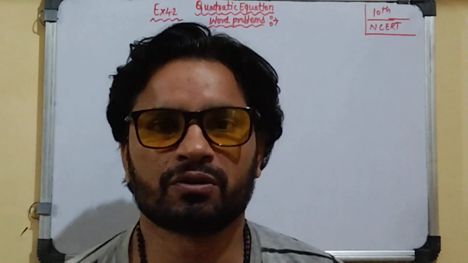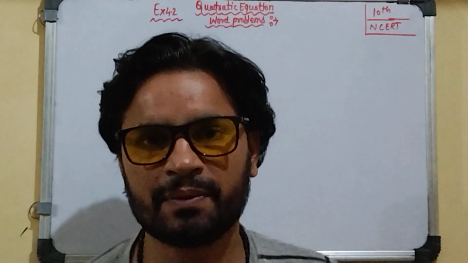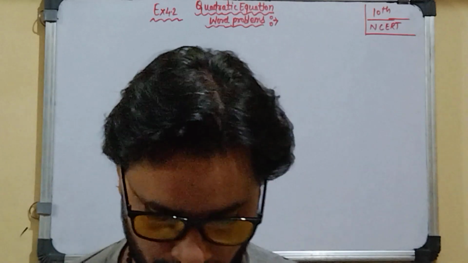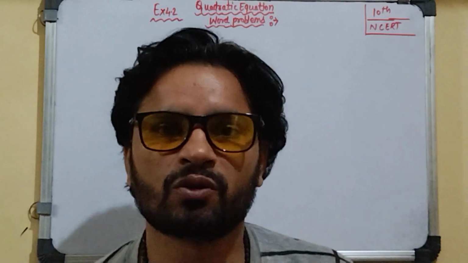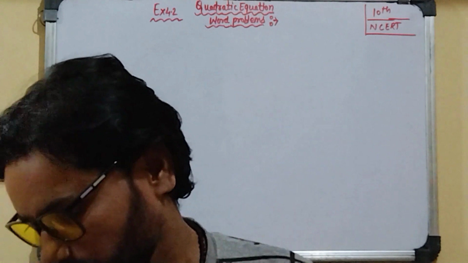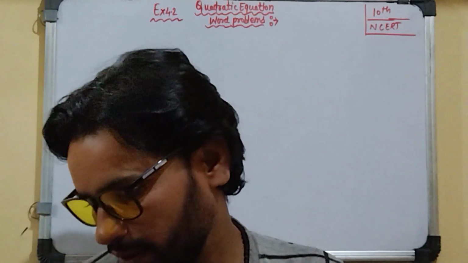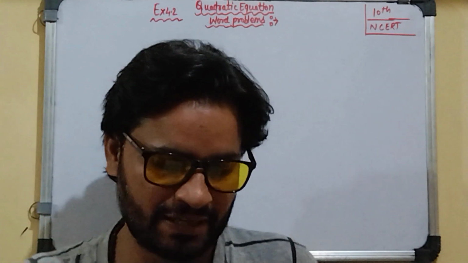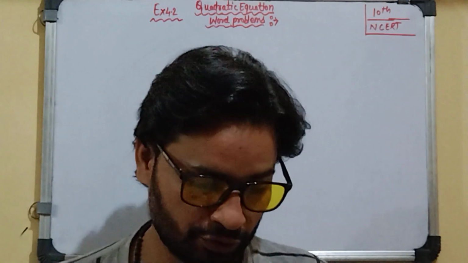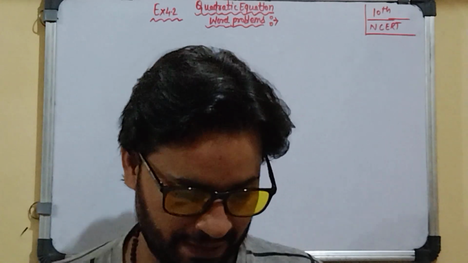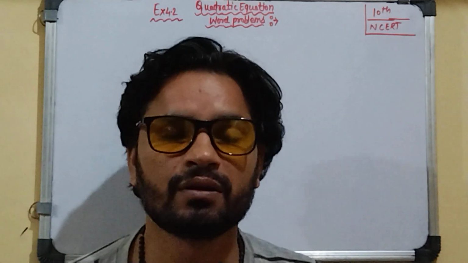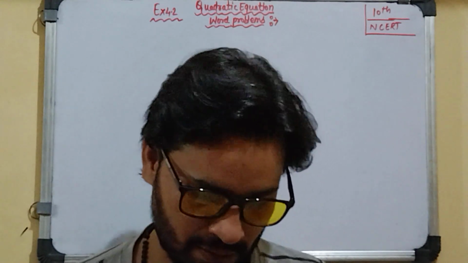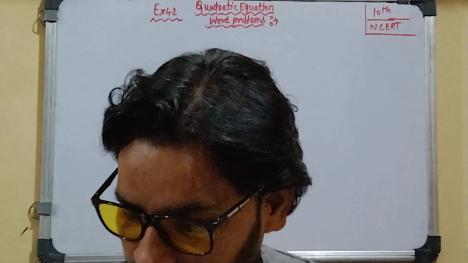We have discussed before the word problems related to quadratic equations, and we have solved exercise 4.2 till question number 4. Today we are going to solve question number 5. In this sum, it is given that in a right angle triangle, the height is 7 centimeters less than the base, and the hypotenuse is 30 centimeters. Then find the other sides.